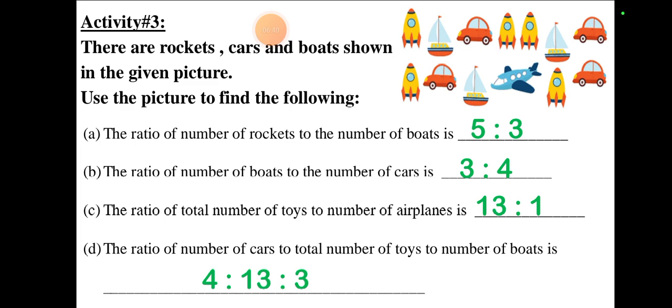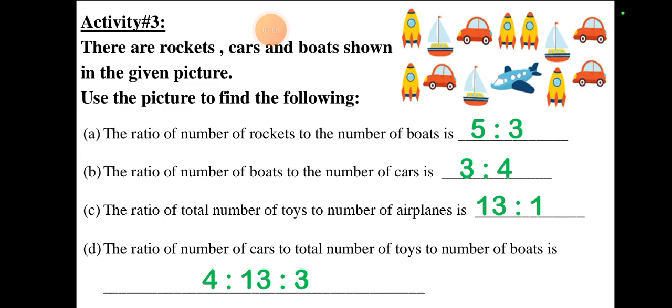The ratio of the number of boats to the number of cars. First of all I have to find the number of boats. There are 3 boats, and then I have cars. There are 4 cars. So I write 3 ratio 4, and it's also in simplified form. The ratio of the total number of toys and the number of airplanes. First I have to find the number of toys, that is 13, and then the number of airplanes, that is 1. So I will write 13 ratio 1. And it's in simplified form.